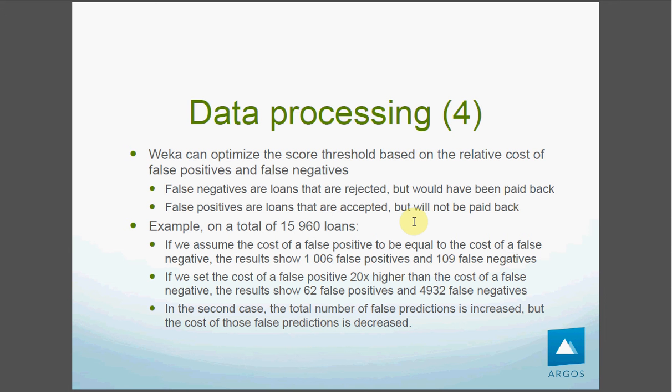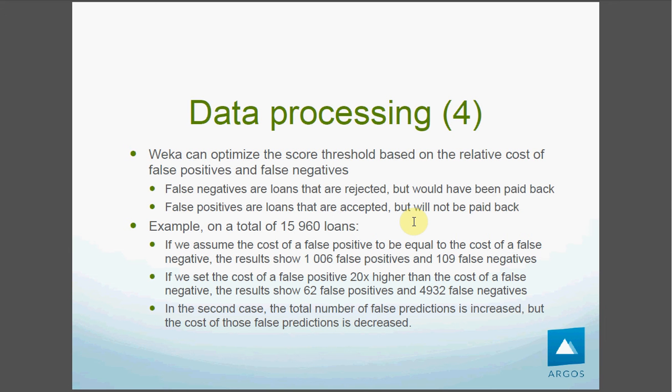To illustrate this, let's assume that our bank gives out a loan of $100. The interest collected on this loan is 5%, or $5. We would need to collect interest on 20 of those loans to make up for one defaulter. That is why we can assume that the cost of an accepted bad loan is 20 times higher than the cost of a rejected good one. With this ratio applied, the results show 62 false positives and 4,932 false negatives.